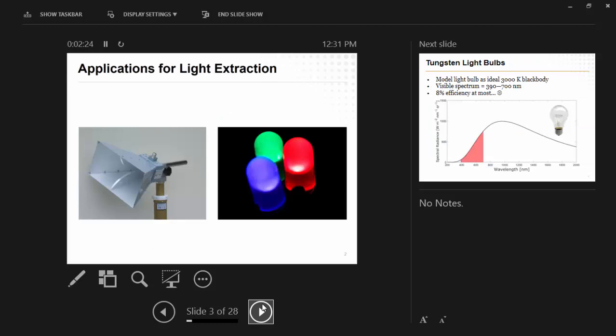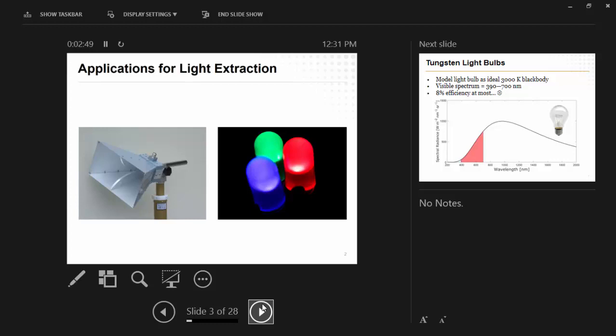So some applications for light extraction. Turns out this radiation by an antenna is actually a kind of light extraction problem. Anybody taken the antenna class or advanced EM here yet? Maybe 3300, kind of, sort of. So you know about the problem of impedance matching and those sorts of issues. So that's technically a kind of light extraction problem.